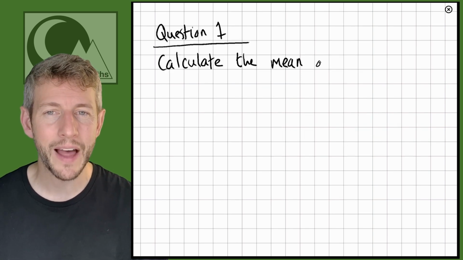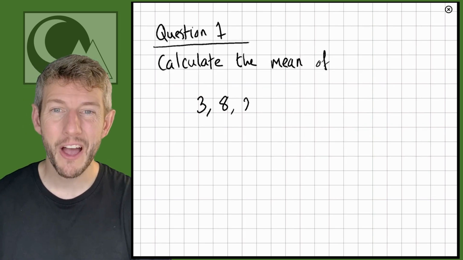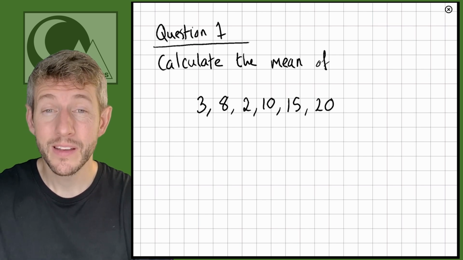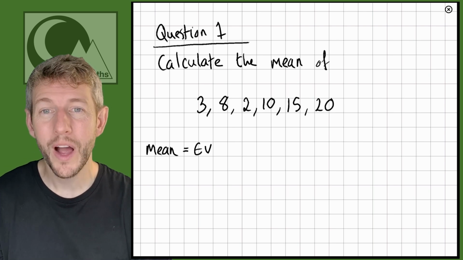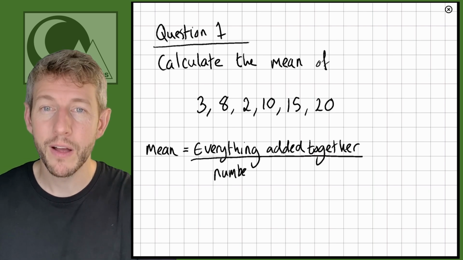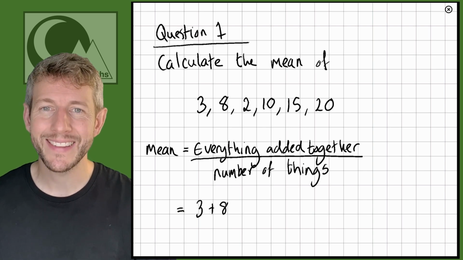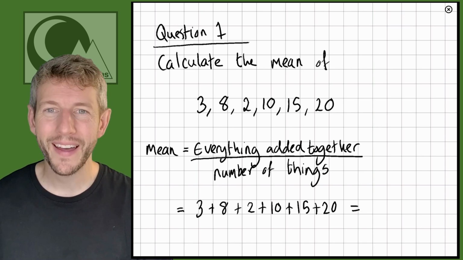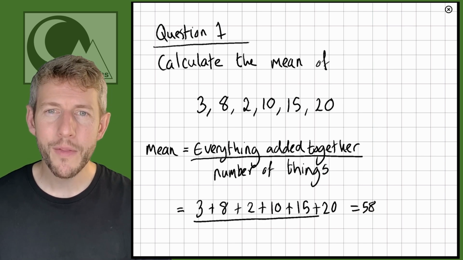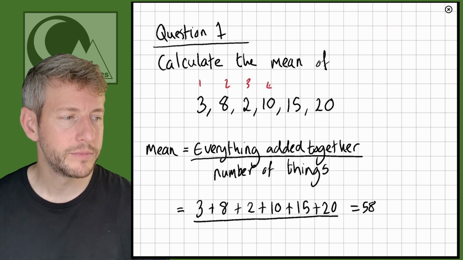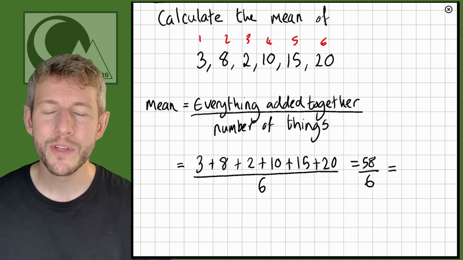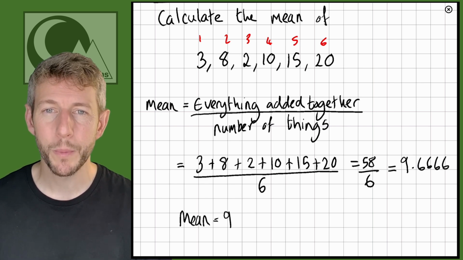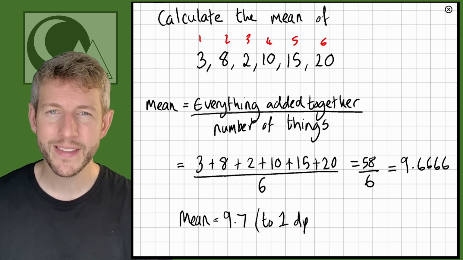Okay, so let's have a quick look at this question here. It says, calculate the mean of 3, 8, 2, 10, 15 and 20. In order to do this, we add everything together and divide it by the number of things there are. So we're going to do 3, add 8, add 2, add 10, add 15, add 20. I'm going to do that on my calculator. That equals 58. Now that we know that's 58, we can divide this by 6 because there's 6 numbers there. And that equals 9.6 recurring. Okay, so 9.666. I'm going to call it 9.7 to one decimal place. But that would be the mean of this data.